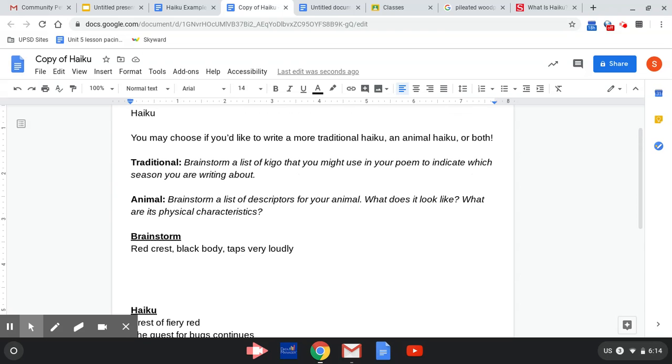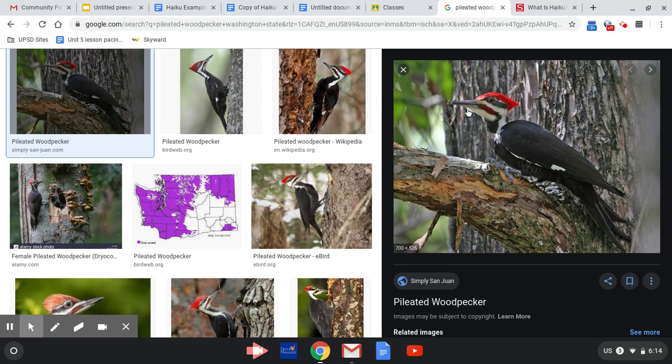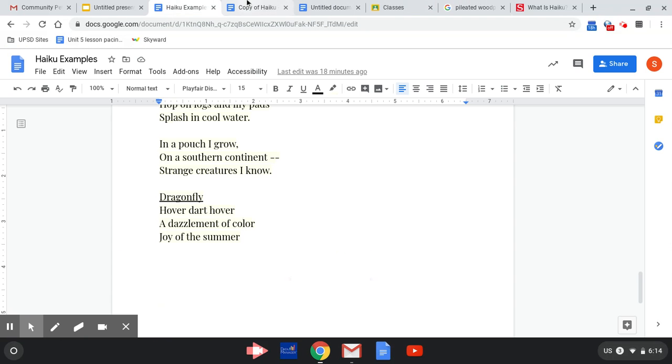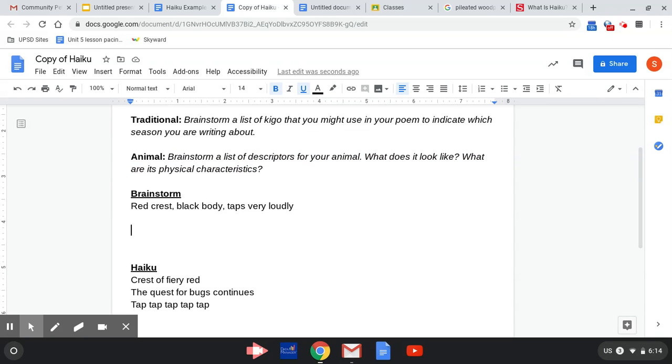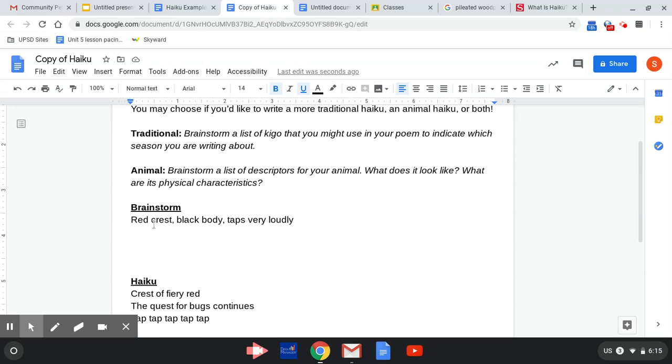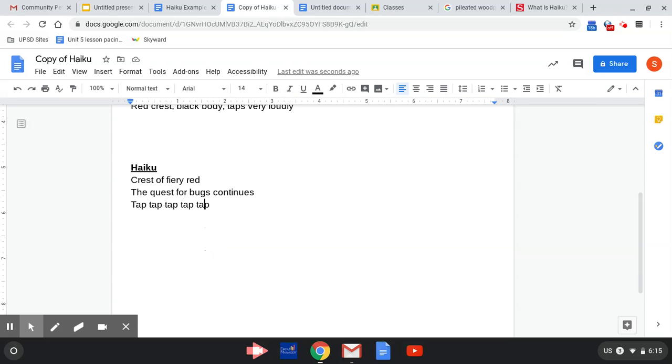So, just to review, you can write a traditional haiku that's just describing one snapshot, one moment in time that uses a seasonal word. Or you can write a haiku about an animal of your choosing, and you might want to Google that animal to come up with a brainstorm of what it looks like. Or you can do both. So on this page, you're doing a little bit of brainstorming and then writing at least one haiku down here in the second half of the page.